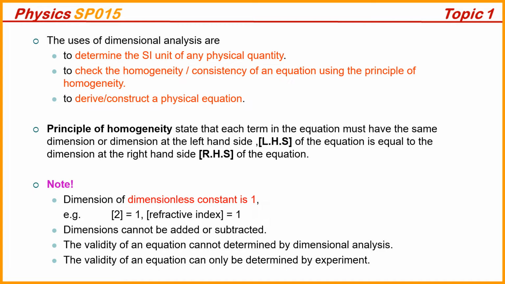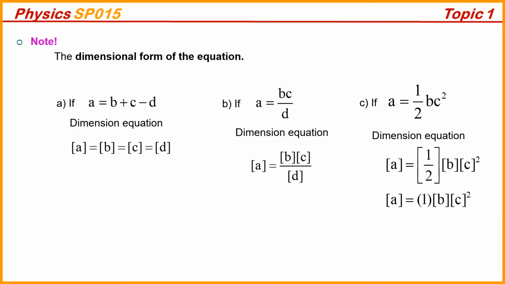Dimensions cannot be added or subtracted. The validity of an equation cannot be determined by dimensional analysis. The validity of the equation can only be determined by experiment. But we can check the consistency of the equation using dimensional analysis. This is also something you need to take note of before you use dimensional analysis, which is how to write down the dimension form of the equation, or what we call the dimension equation.